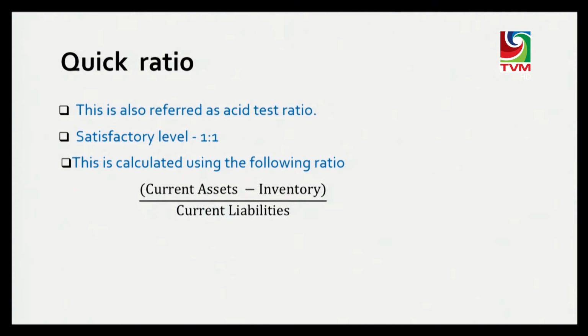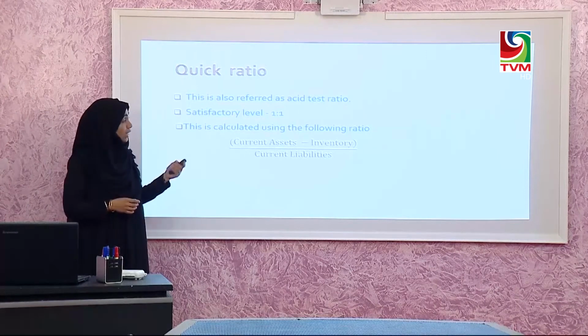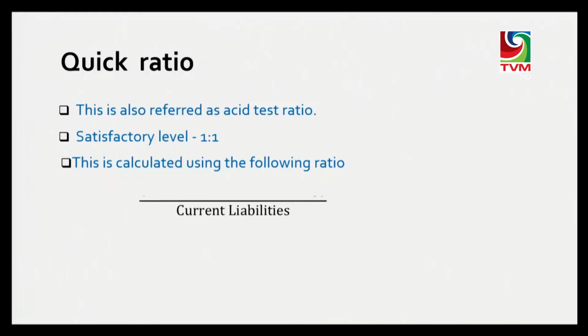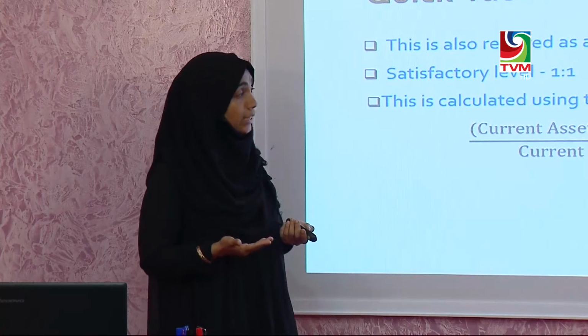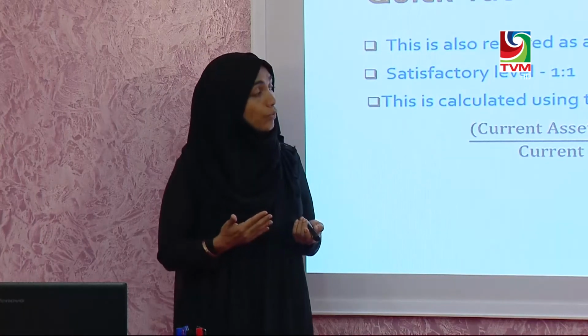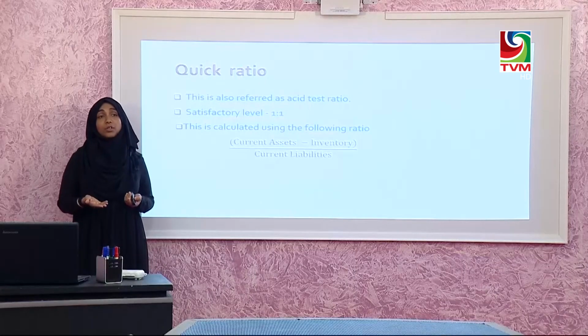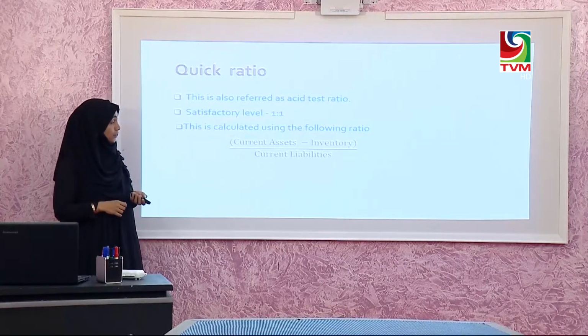The calculation of quick ratio is very similar to current ratio. The only different thing here is we are excluding inventory, because inventory is not a liquid asset. In order to convert inventory into a liquid asset, we have to first sell the inventory. After that, we have to collect money from the trade receivables.